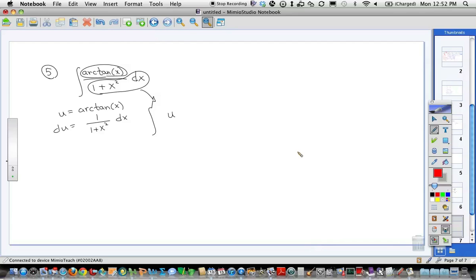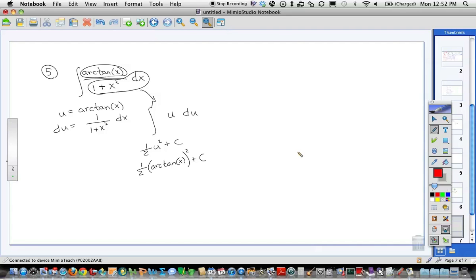I usually circle it like that. That's the du. So again, as substitutions go, it doesn't get much easier than that. And how do you do that antiderivative? It's a power rule. 1/2 u squared plus c. You stick the u back in, 1/2 arctangent x squared plus c.